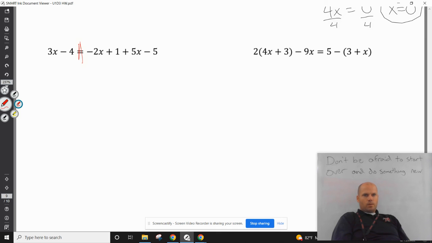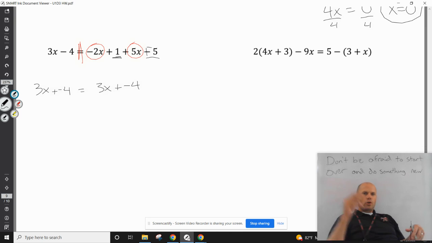Here's my wall. Same side of the wall combined. I owe 2 x's. I have 5 x's. I net 3 x's. I have 1. I owe 5. I net owing 4. Same thing on both sides. The x's would go away. We'd have negative 4 equals negative 4. It's just true. No matter what x would be, we will always be balanced. X can be anything.